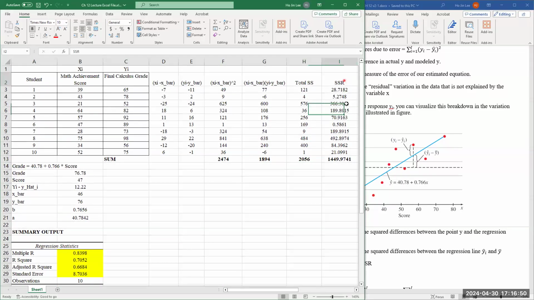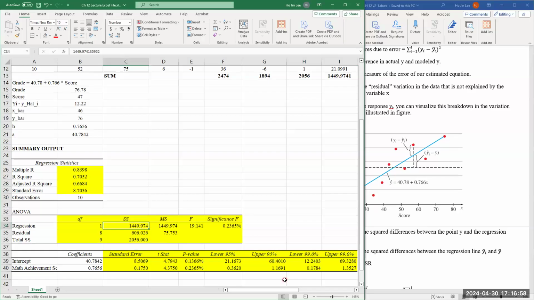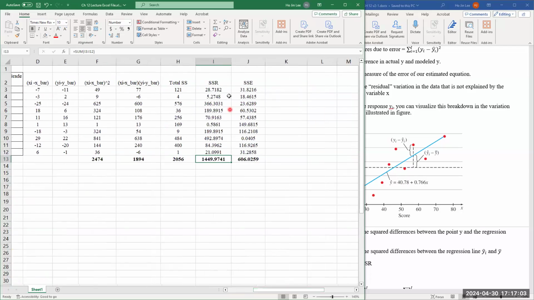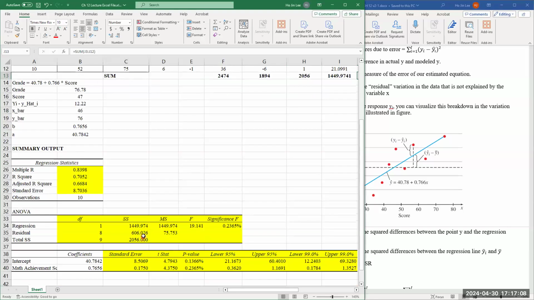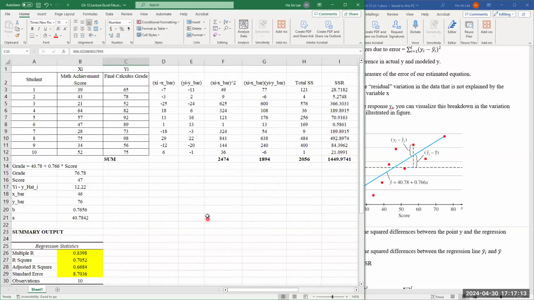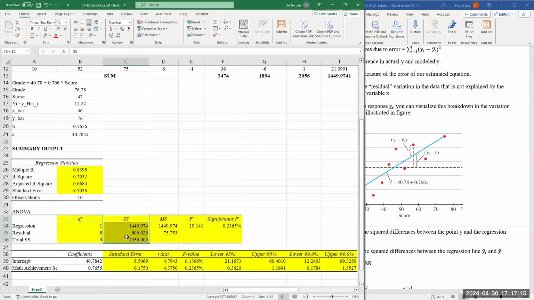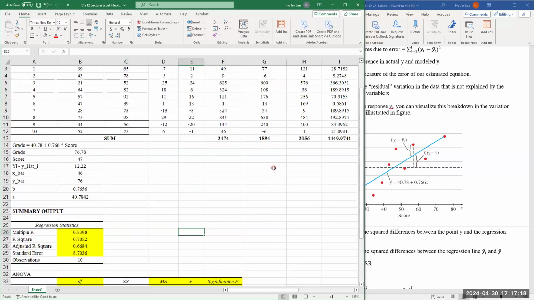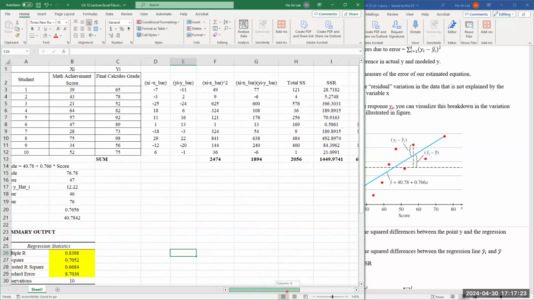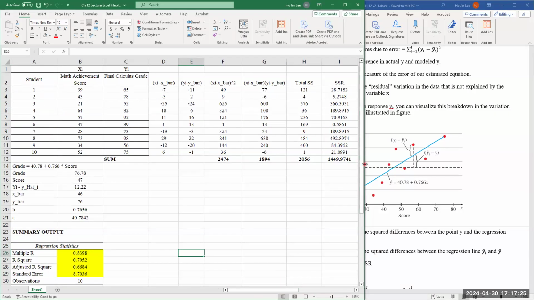That's what this is, 2056. Let me open up the screen a little. 2056 right there. SSR is 1,449.97 there. And SSE is 606.026. Okay, so we just found these right here. You don't have to calculate it, it's there already. Okay, let's move on.